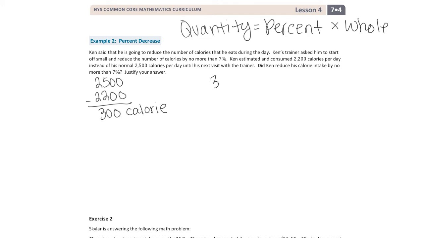Now, the percent. His trainer said that he needed to reduce it by 7%. So now 7% is going to be recognized as 7 over 100 because percent means out of 100. Then our whole. What is our whole going to be? Well, our whole is the amount that he was eating, which is the 2,500 calories per day. So we're going to multiply 7 over 100 by 2,500.